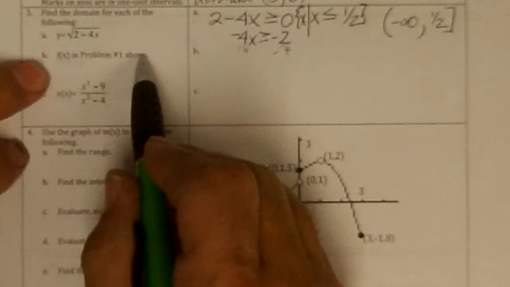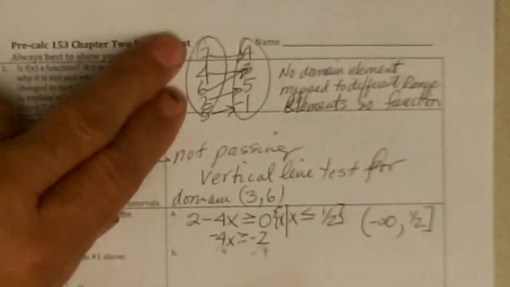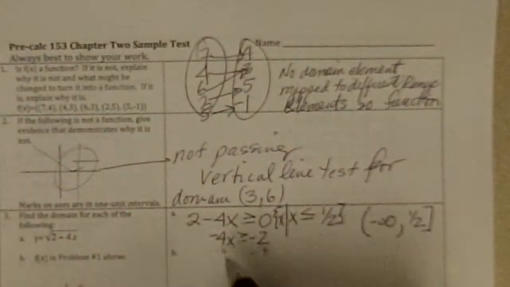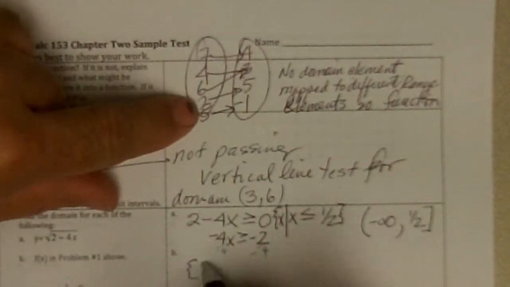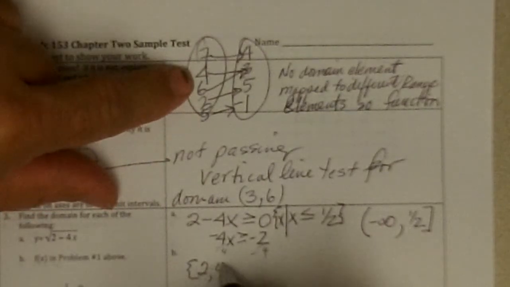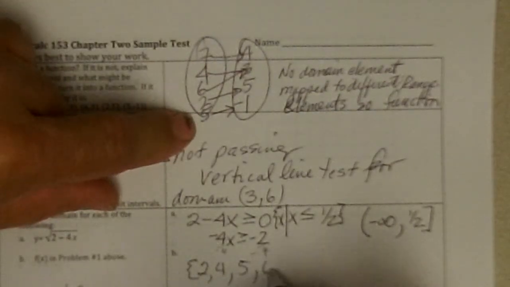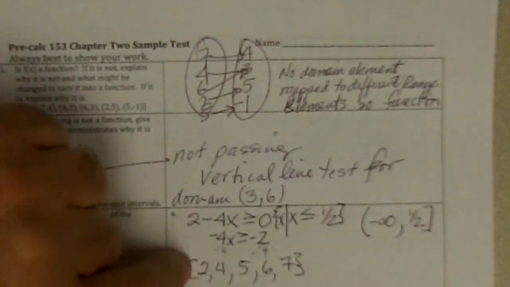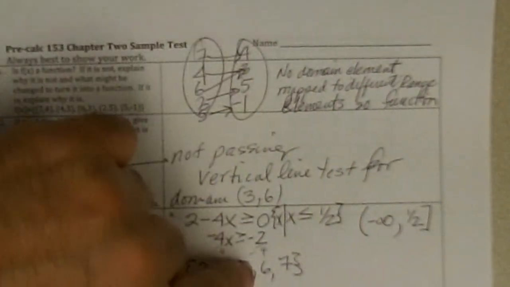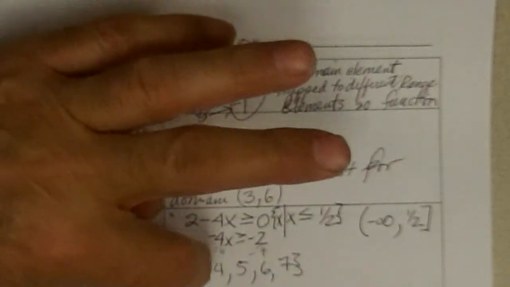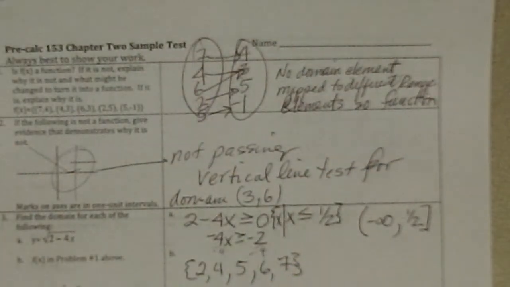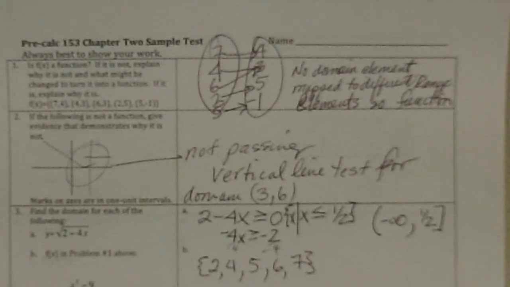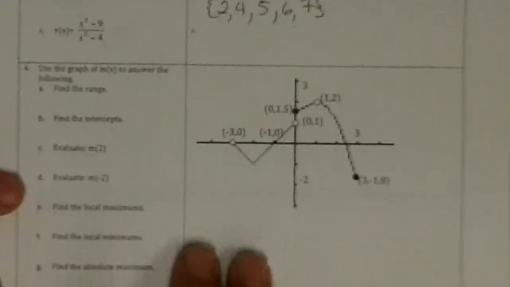F of x in problem number 1. What's the domain? Well, I said that when I made this, but let's put it in set notation. We have 2, 4, 5, 6, and 7. Interval notation would be a pain in the rear. It would be from 2 to 2, union 4 to 4, union 5 to 5, union 6 to 6, union 7 to 7. I can't say 4 to 7 because it doesn't have the numbers in between. So set notation is the easiest.